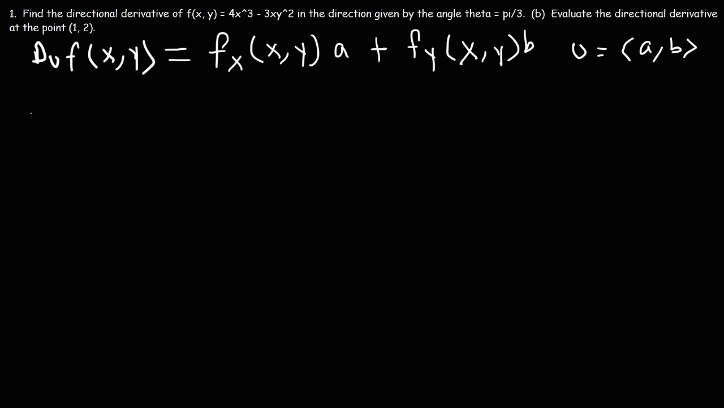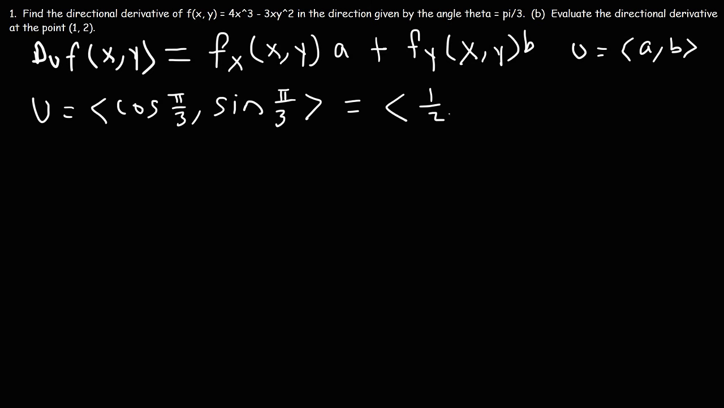So first, let's begin by finding the unit vector because we have the angle. So the unit vector is going to be cosine pi over 3 comma sine pi over 3. Now, cosine pi over 3, we know that's 1/2. Sine pi over 3 is the square root of 3 over 2. So we have a and we have b.